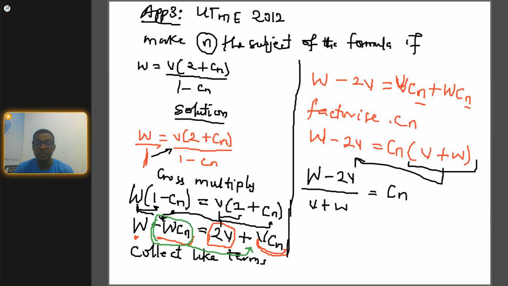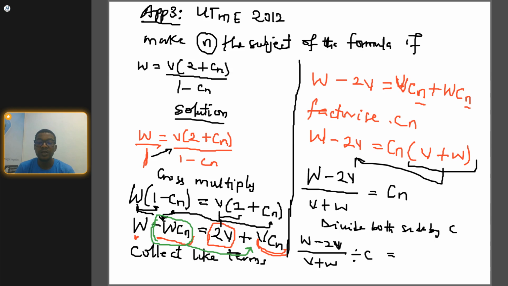Now let's proceed. We are getting the answer already. We have C beside n, so I need to divide both sides by C. So we are going to have W minus 2V over V plus W divided by C equals to Cn over C. Do you get this? So C cancels C, and we have ordinary n.